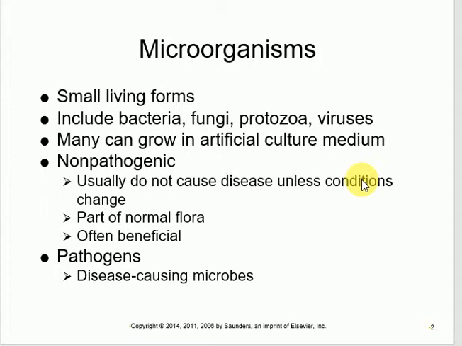Normal flora are these organisms in all different areas of the body that, put three lines under this, under normal circumstances, do not cause disease. So saying non-pathogenic, it doesn't mean it's impossible to cause disease. It can, but I'm saying under normal circumstances. If everything is good, everything is okay, they are not supposed to cause anything.